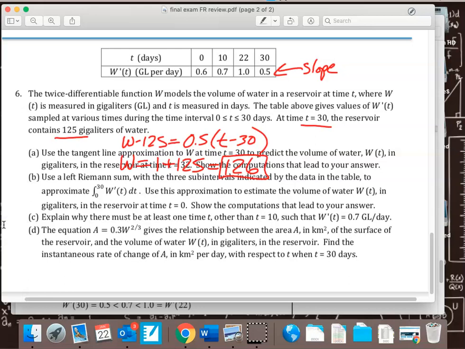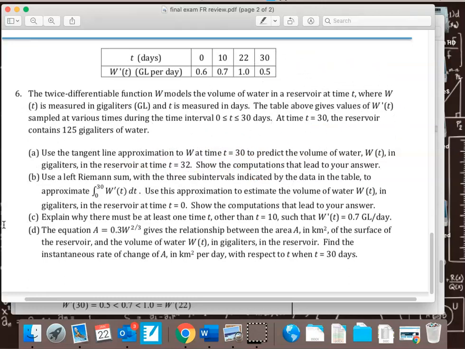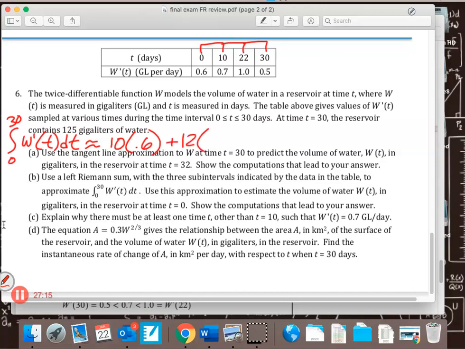Part B, I'm going to erase part A just for space. So part B, use a left Riemann sum with 3 subintervals. There's your 3 subintervals. So we're going to say the integral from 0 to 30 of W prime is approximately. All right. Are these equal widths? No, you gotta do each one separately. What's the width of the first rectangle? What's the first height? 0.6. What's the next width? 12. What's the next height? 0.7. What's the next width? Next height?